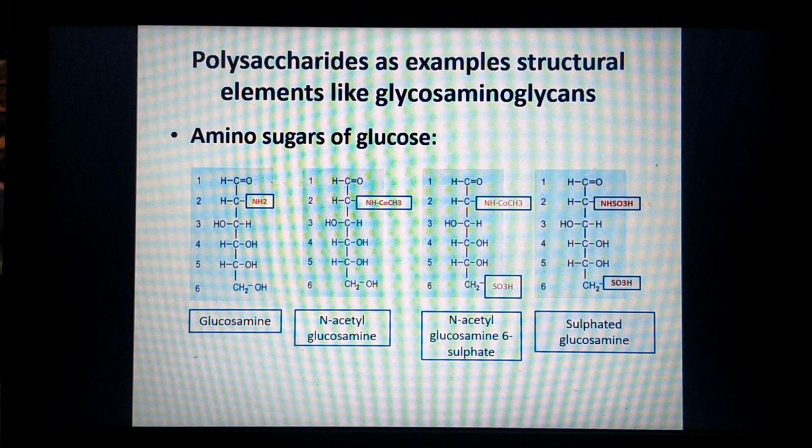And the last is, here sulfate group is present at sixth position, as well as it is attached to the amino group instead of acetyl group in the previous cases. Now such sugar is called as sulfated glucosamine. So these are the amino sugars found in glycosaminoglycans. They are derivatives of glucose monosaccharide.